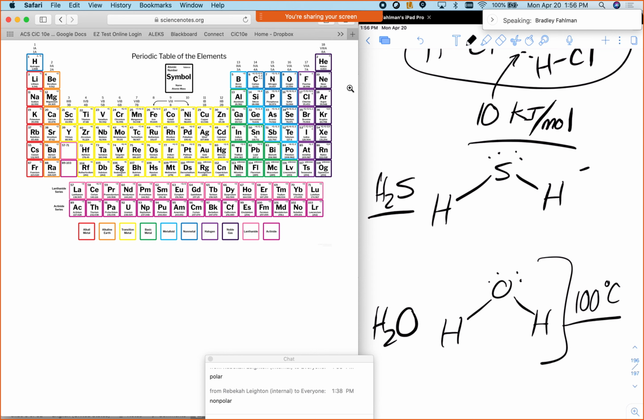What's the boiling point of hydrogen sulfide? The boiling point of hydrogen sulfide is minus 77 degrees Fahrenheit.